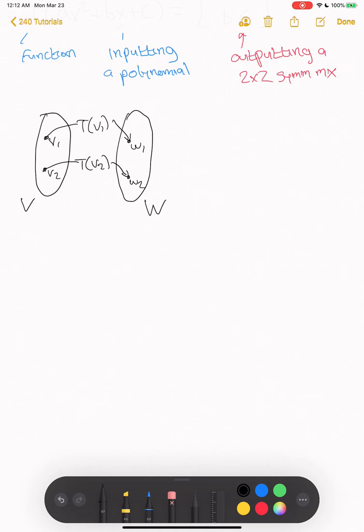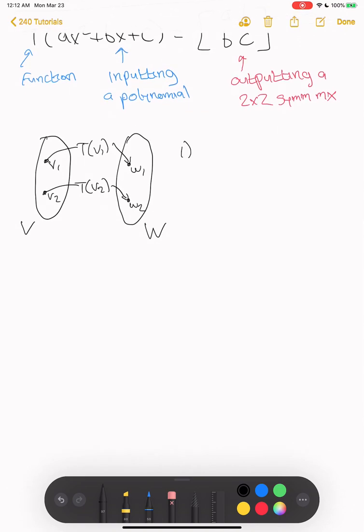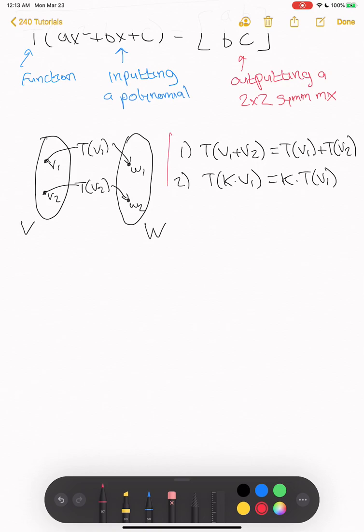The cool thing about linear transformations is that they have to follow some properties, which we already kind of thought about. So first of all, if I take my two vectors, add them together, and then send them through the linear transformation, it's the same as if I just sent them independently through the linear transformation and then added them. Secondly, if I first multiply some element v1 by a scalar k and then send it through the transformation, it's the same as if I just send v1 through the transformation and then multiply it by k. So we've seen these before. These popped up when we were working with proving something's a vector space. These are called the linearity properties.